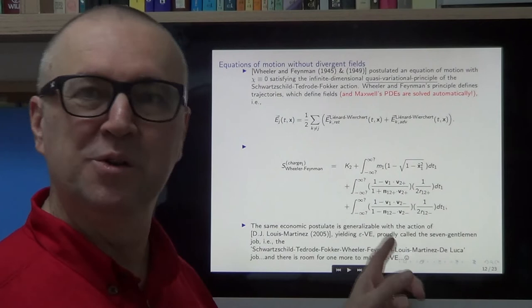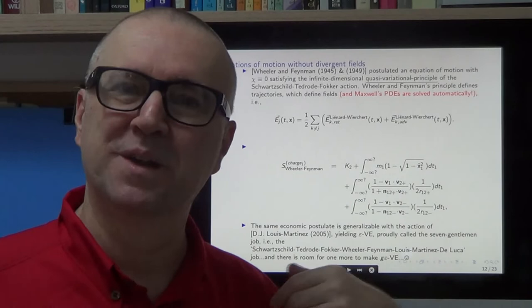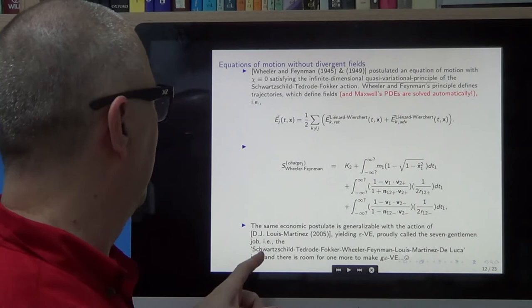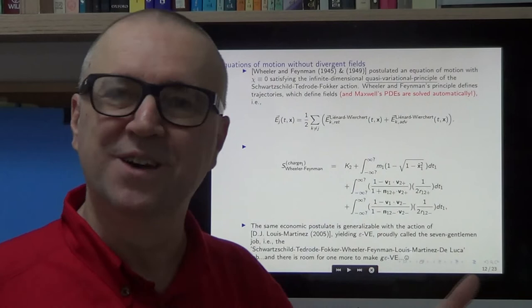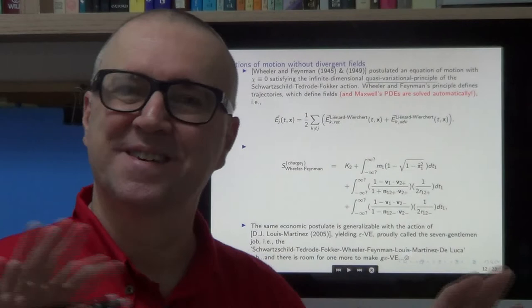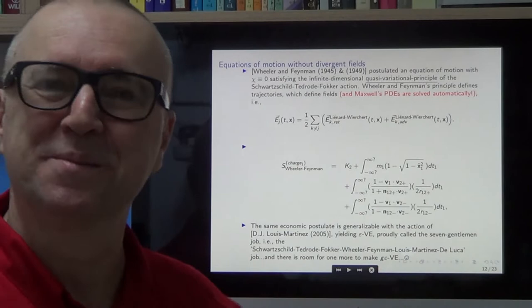Luis Martinez is just one guy. Schwarzschild is this German man with a lot of consonants in his name. And this is a seven gentlemen job, and there is room for one more. You can include non-zero G, and make it G epsilon V, and then it's finished. Then the models start to give you a problem, and you have to do something else.